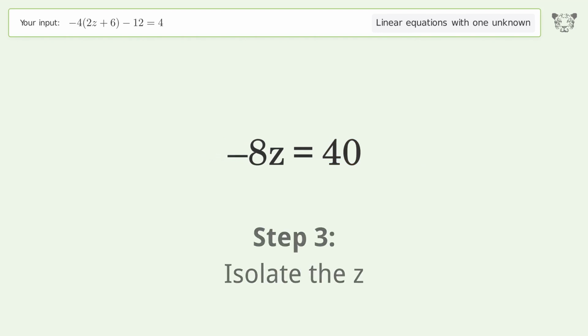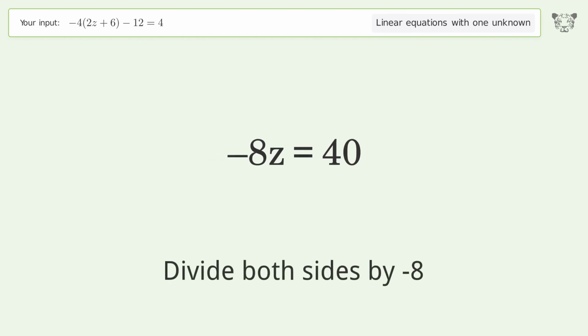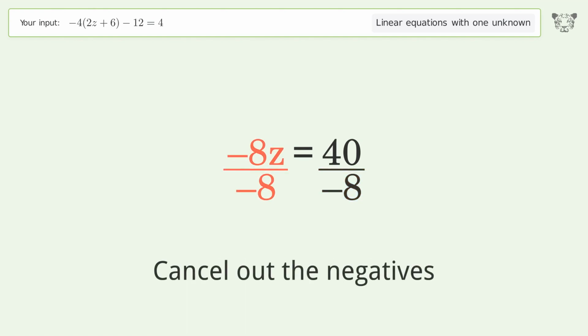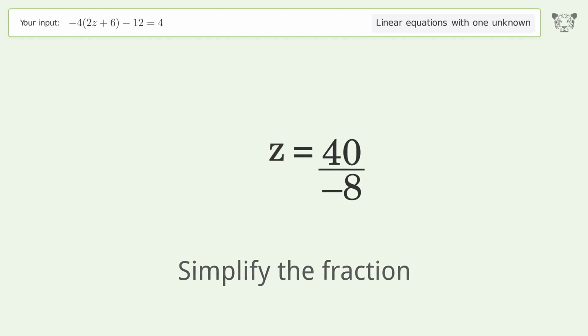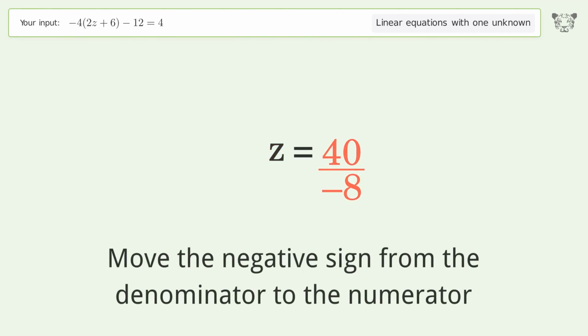Isolate the z. Divide both sides by -8. Cancel out the negatives. Simplify the fraction. Move the negative sign from the denominator to the numerator.